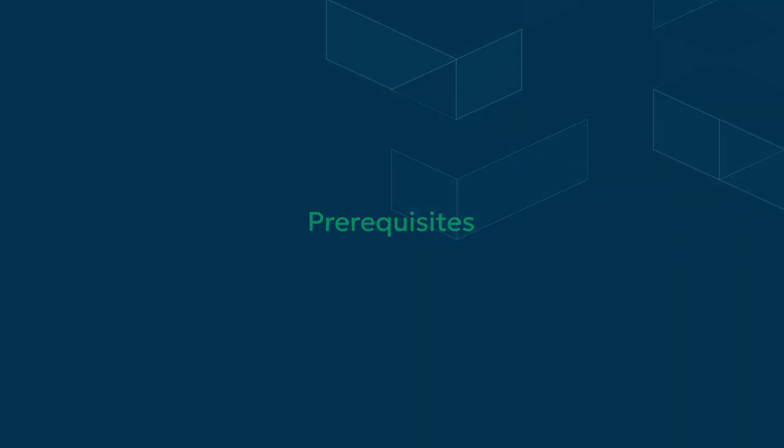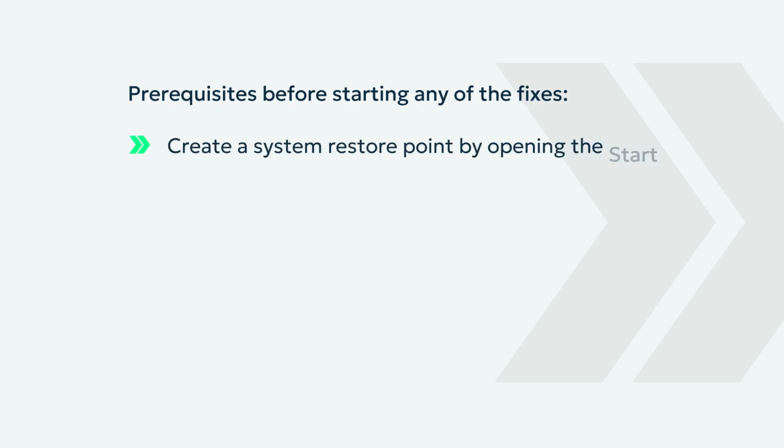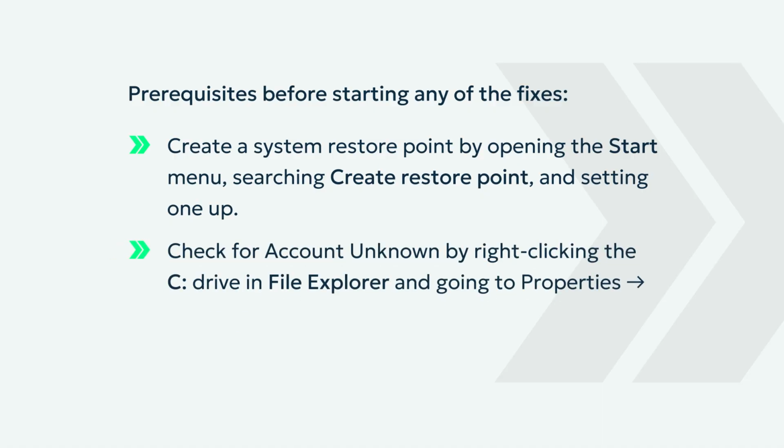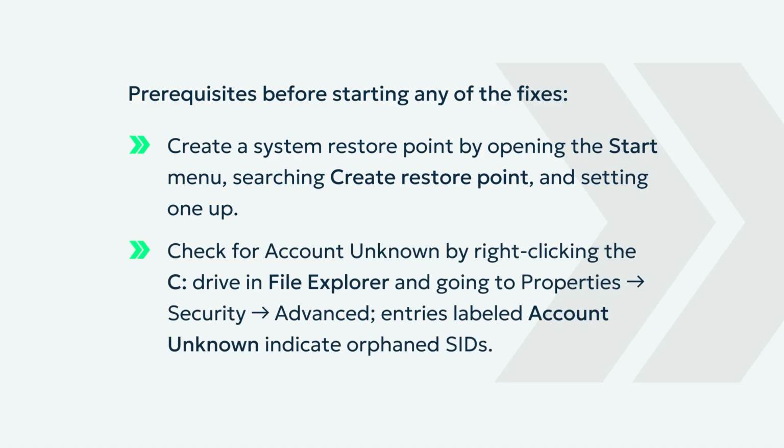Prerequisites. Next, here's what you have to do before starting any of the fixes in the next chapter. Create a system restore point. Open the Start menu, search for Create Restore Point, and set one up. Check for Account Unknown. Open File Explorer, right-click the C drive, and go to Properties, Security, Advanced. If you see entries labeled Account Unknown, it's a sign that orphaned SIDs are causing the error.